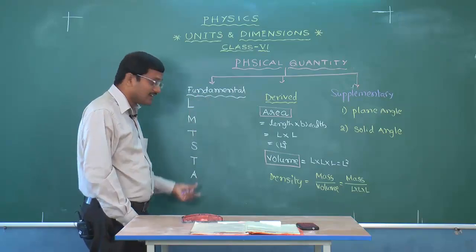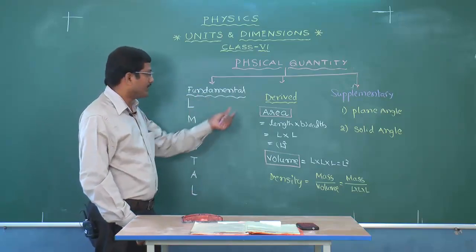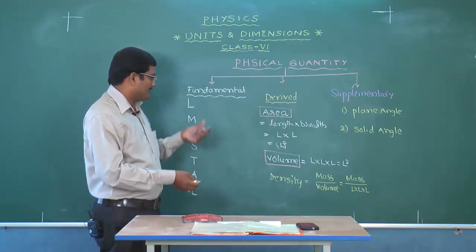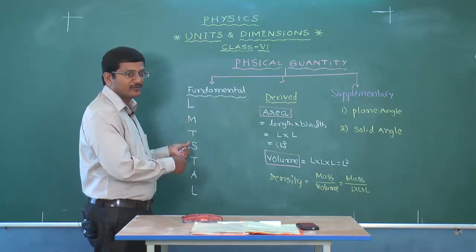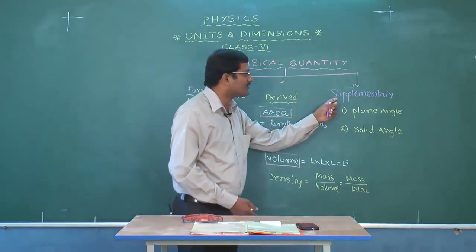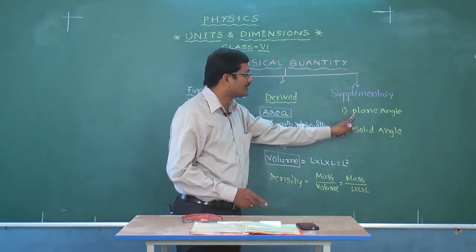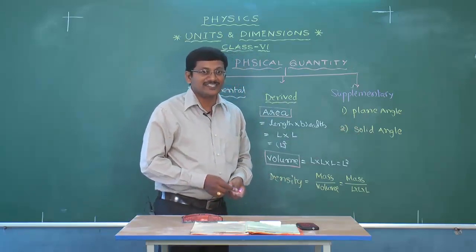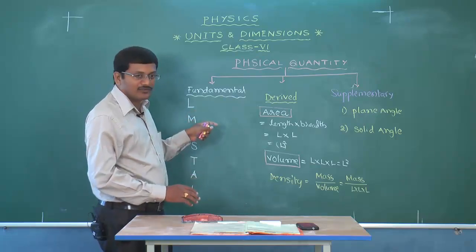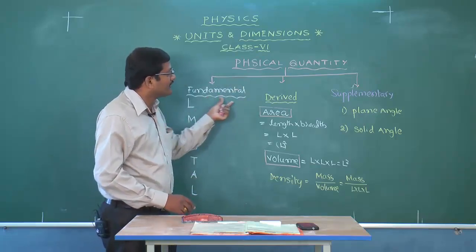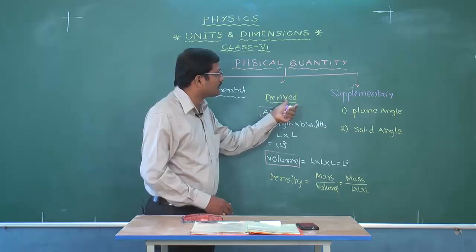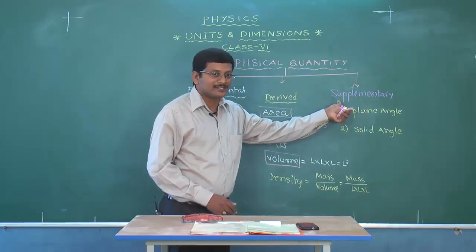Fundamental physical quantities: there are 7 fundamental physical quantities in SI. Then derived physical quantities: there is no limit for this number. Whatever other physical quantities we derive from fundamental physical quantities come under derived physical quantity. So many are there. Supplementary physical quantities are 2 in the SI system of units, that is plane angle and solid angle. So this is the organization of physical quantities in different systems of units, meaning the types of different physical quantities: fundamental, derived, and supplementary. This is our first concept.